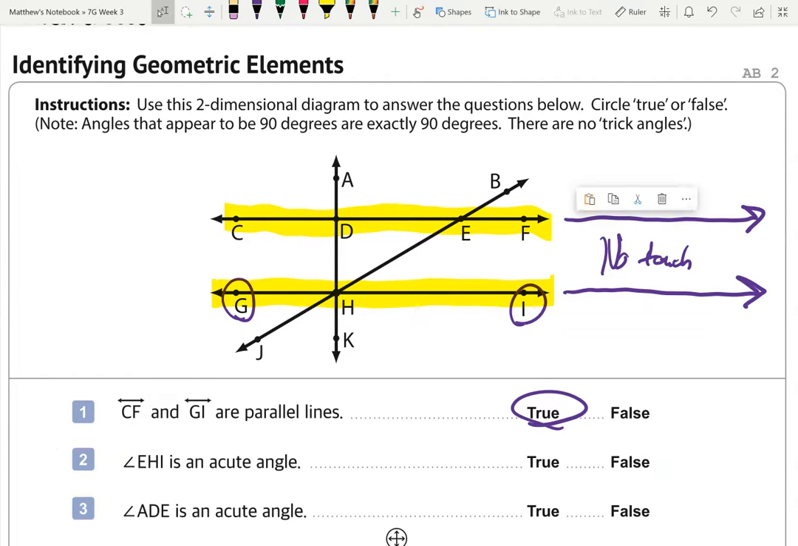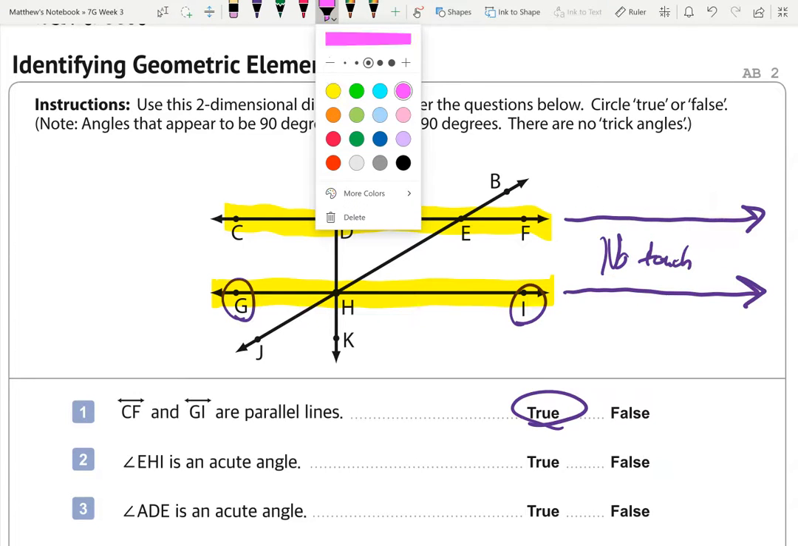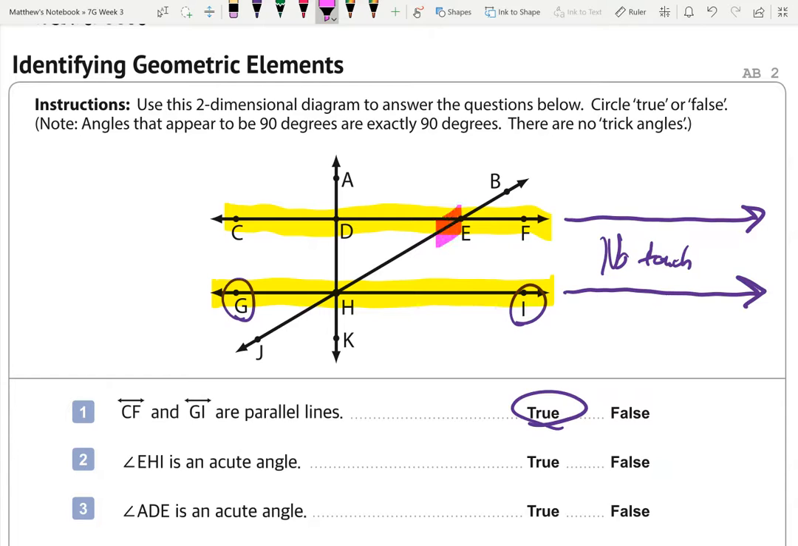EHI is an acute angle. Let's highlight in a different color here. Let's choose pink. EHI. So is the angle measure from the inside arc here less than 90 degrees? It sure looks like it, right? This is a small angle. It's very skinny, less than 90 degrees. And so, true, it is an acute angle.